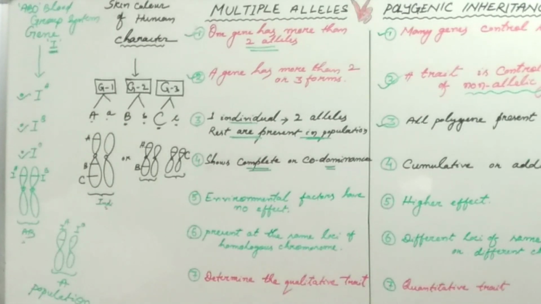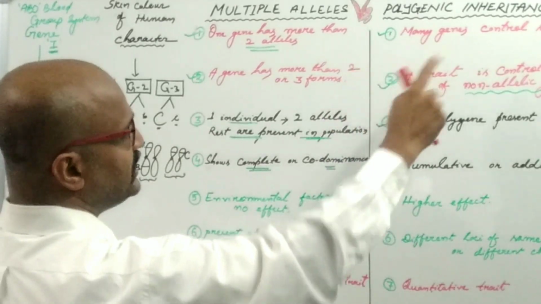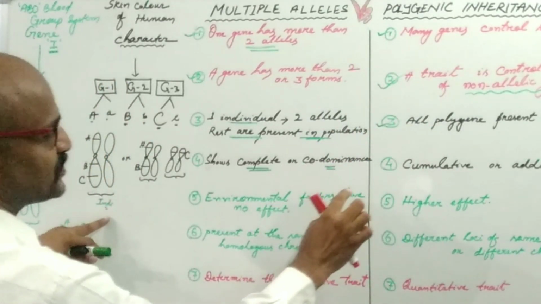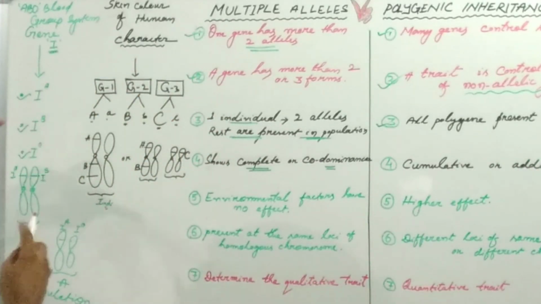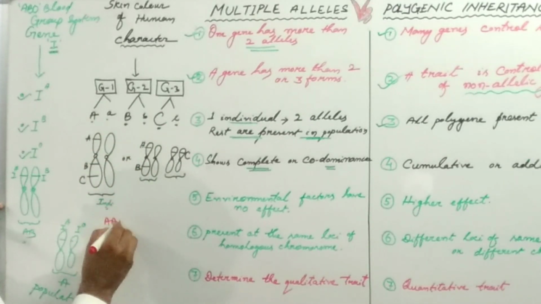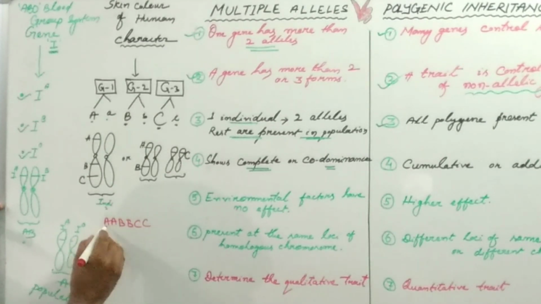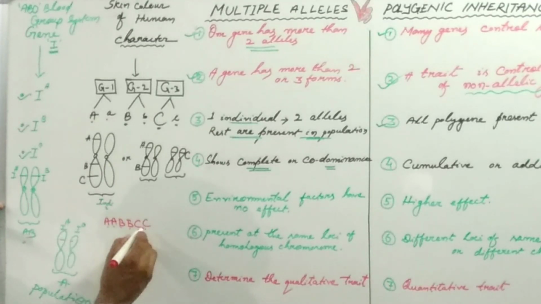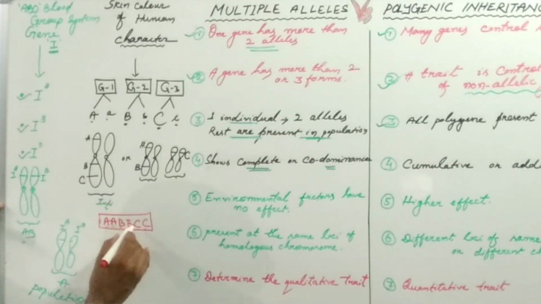But in case of polygenic inheritance, which shows the cumulative or additive effect, if the individual is having more number of capital letters, here more number of additive genes, the intensity of the phenotypic expression will be more. So the phenotypic expression depends upon the number of additive genes.